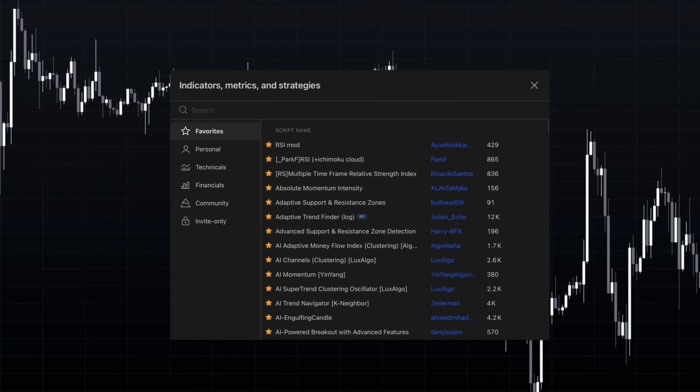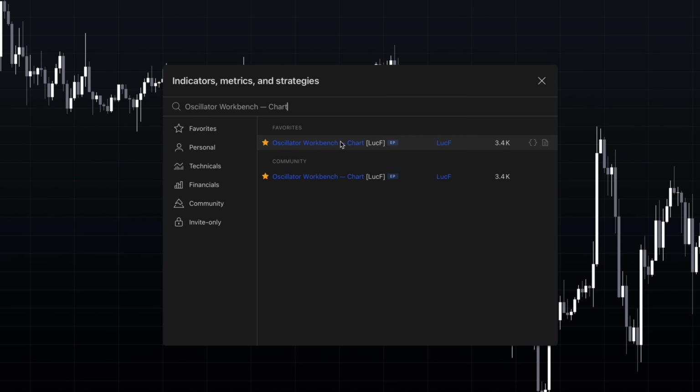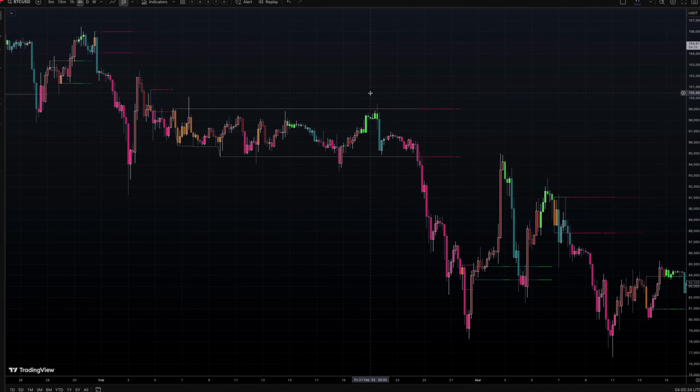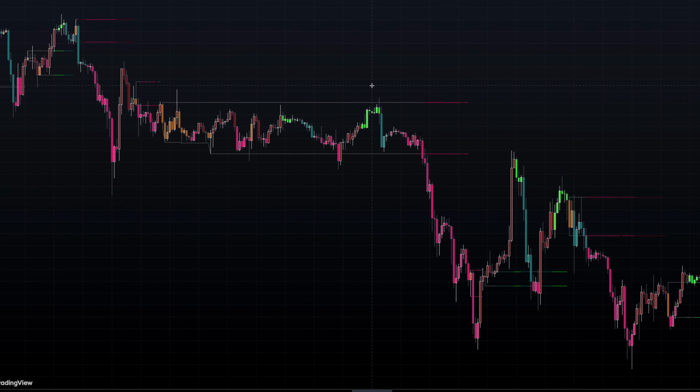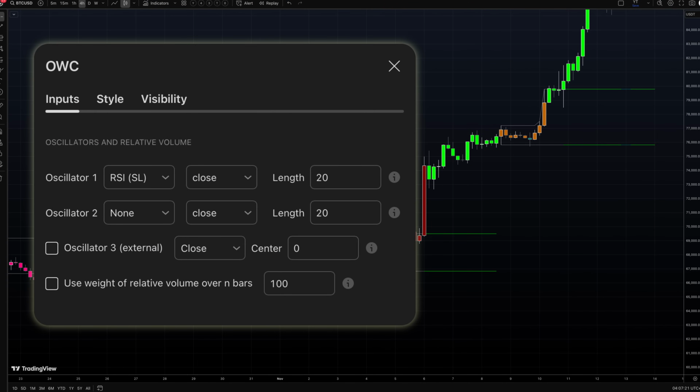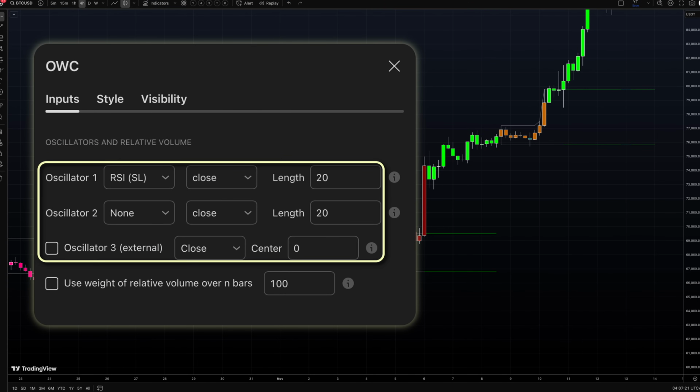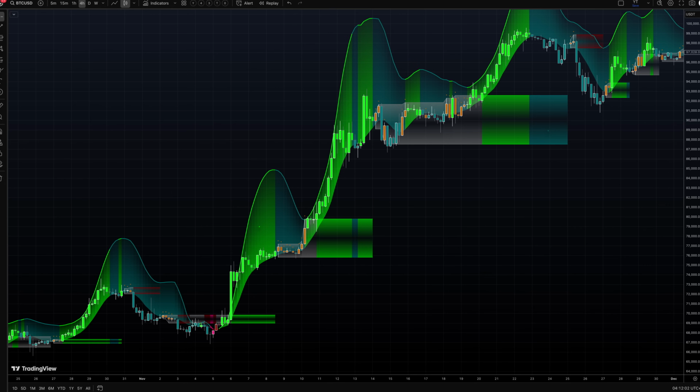Oscillator Workbench Chart. Created by LucyF, this comprehensive Pine script indicator transforms multiple oscillators into a unified weighted analysis system for market direction assessment. The workbench combines up to 3 oscillators, 2 built-in selections plus 1 external input, into an aggregate weight that influences price-based moving averages, creating oscillator and divergence channels for market state identification.